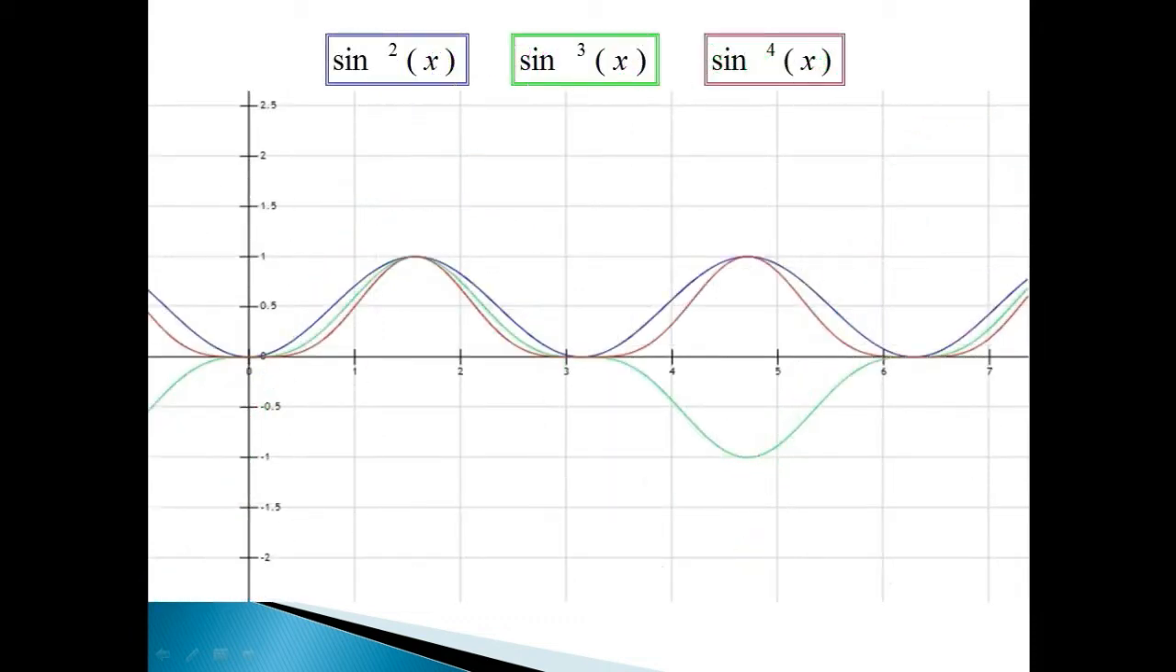Now we take a look at the graph of sin square x, sin cube x and sin raised to power 4x. Here we can see, number 1, only odd powers of sine can have negative values, and number 2, the peaks become narrower for higher powers of sin x, as only those values of sin x which are near plus minus 1 are significant, as all other values result in insignificantly small values when raised to some higher power.